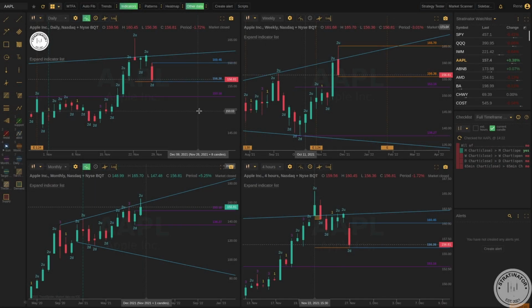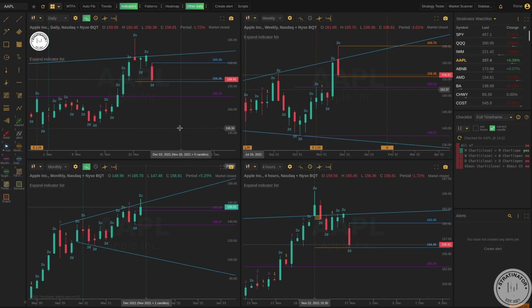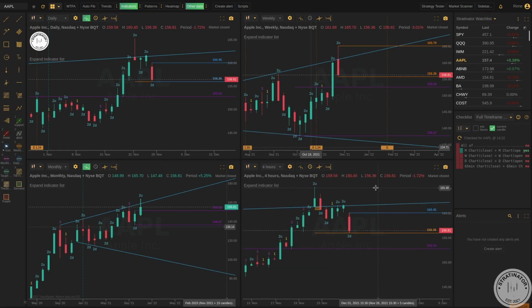So my setup, I use different workspaces, but my main charting workspace for scanning for swings is this one: a daily, a weekly, a monthly, and a 4 hour or sometimes a 1 hour chart open. So I always look at multiple time frames, at least for the swings. These are my setups: daily, weekly, monthly, 4 hour. You can use the 4 charts set up here in the TrendSpider dialog.